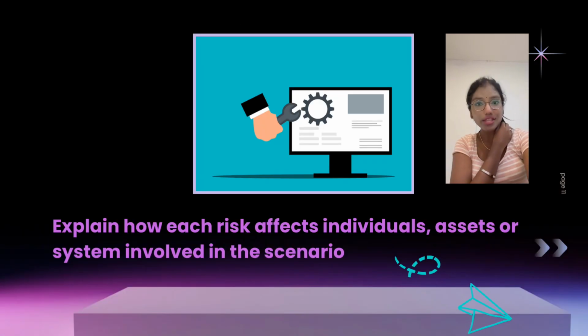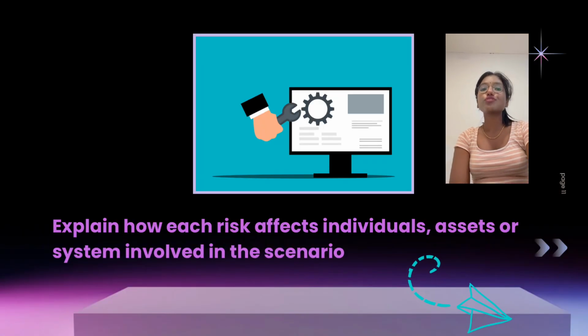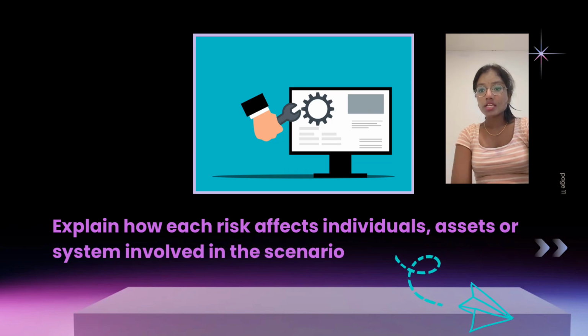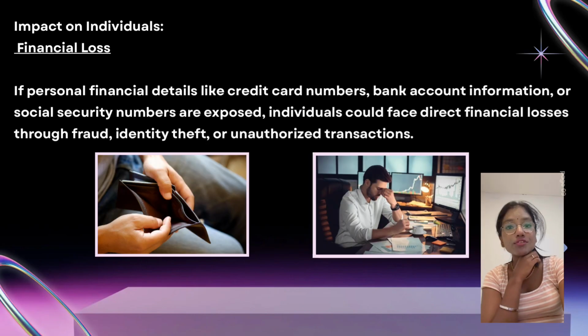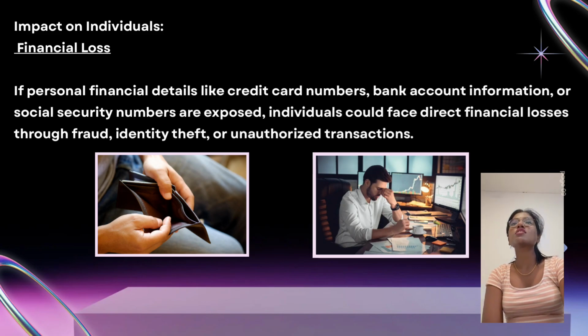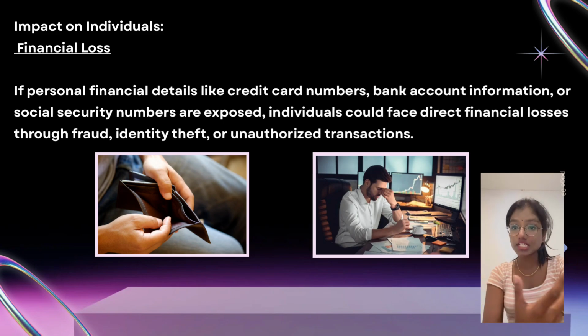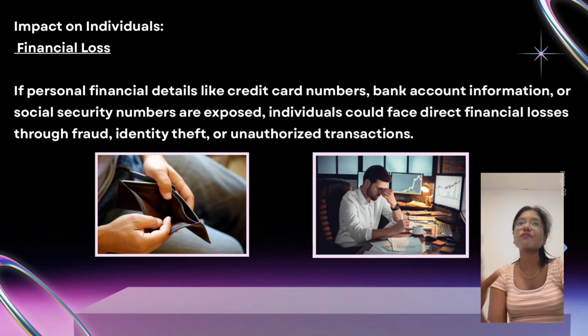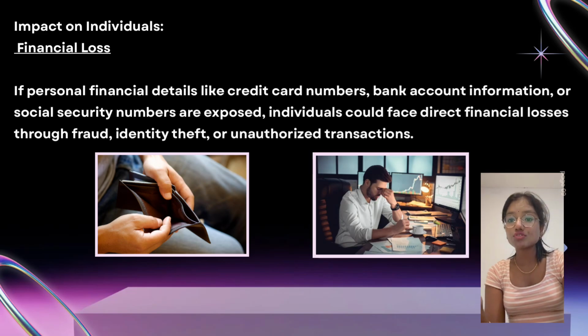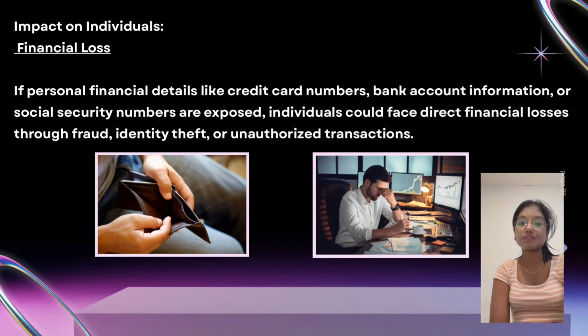Okay, the second point is to explain how each risk affects individuals, assets or systems involved in this scenario. For impacts on individuals, it will be financial loss. If personal financial details like account numbers, credit card numbers and bank account information are exposed, individuals could have direct financial issues because of fraud, spam, and also identity attacks.